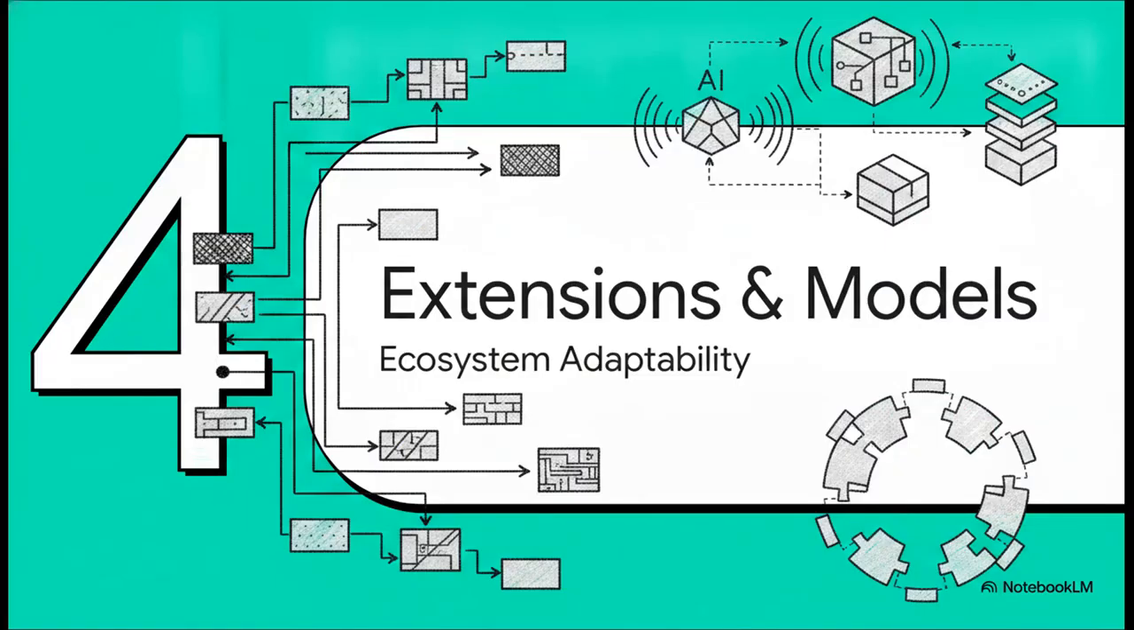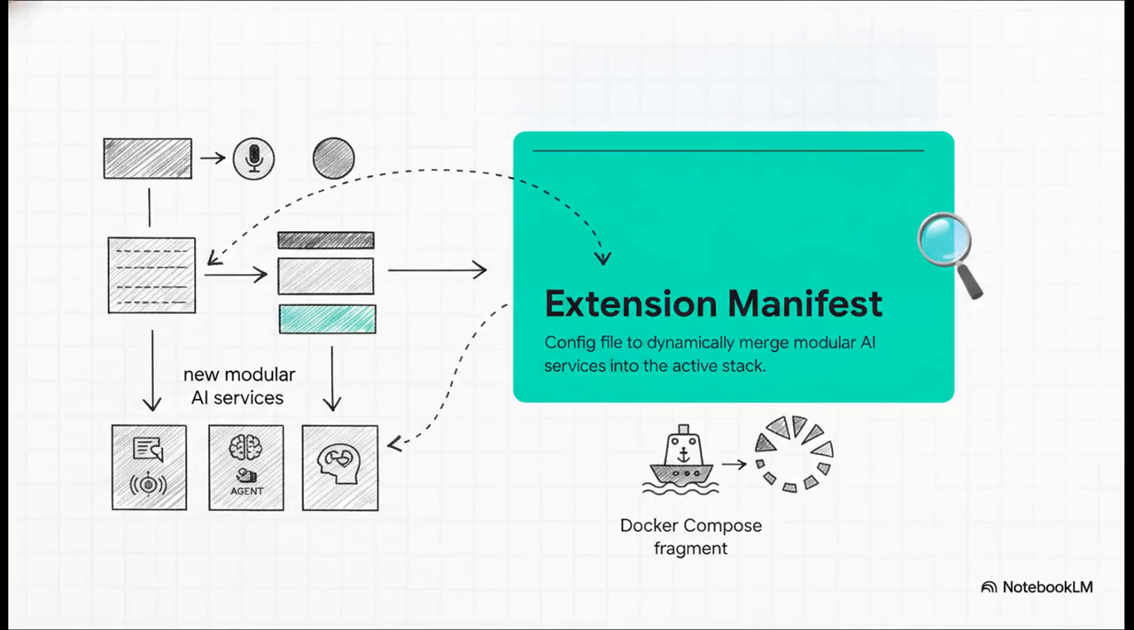Next up, Section 4, extensions and model management. Now, any robust architecture needs to be adaptable, right? And one of their strongest architectural choices is this extension model. They use what's called an extension manifest. Basically, this is a configuration file that dictates how a completely new modular AI service, say you want to drop in a new voice generation tool or some bleeding-edge agent framework, gets dynamically merged into your active stack via a Docker Compose fragment. You don't have to tear down the entire system just to add one new tool.